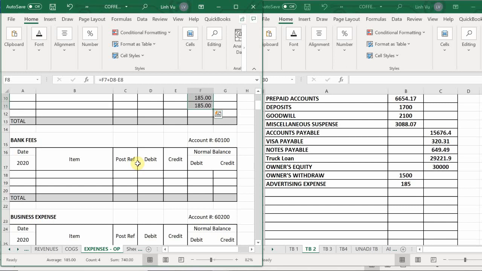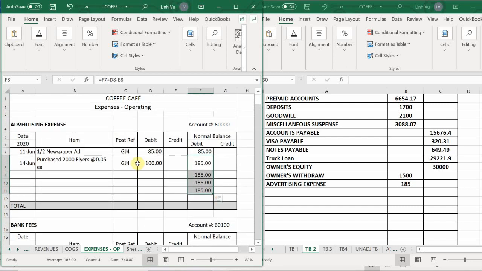Can you go back up a little bit more, please? I didn't get to get that in. Which one? The top one, okay, I got it. The advertising expense, I got it. Thank you.